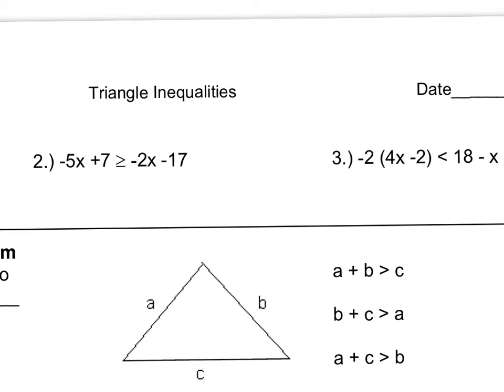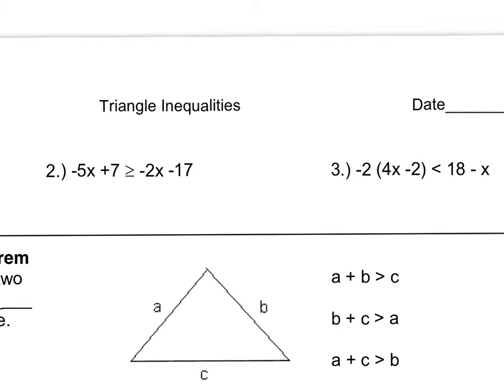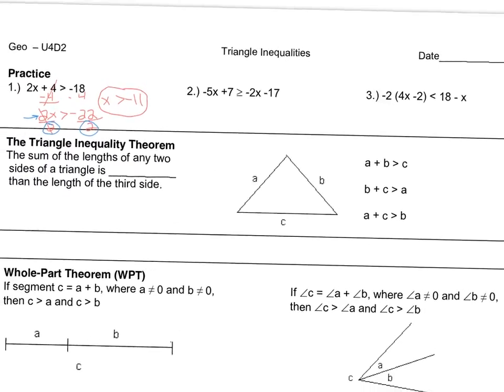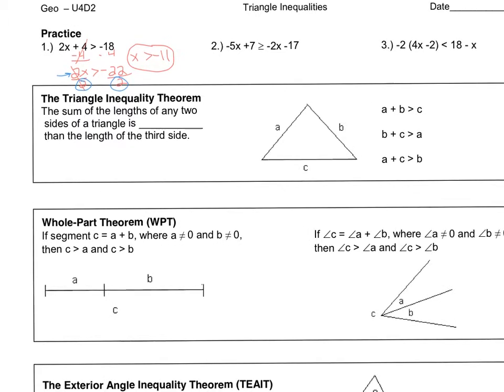The only difference with numbers 2 and 3 is that there are different types of inequalities. So we still follow the same process as we would if it was equations, only now we just have the inequality symbol. So go ahead and try numbers 2 and 3. What I want you to do is pause the video, and then once you're done with the questions, numbers 2 and 3, then replay the video and we can start with the triangle inequality theorem.